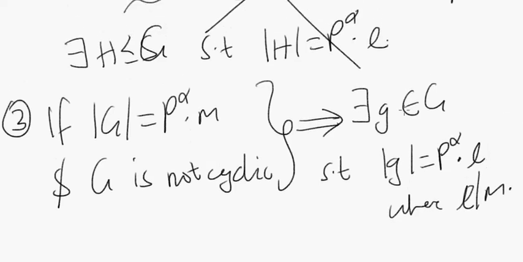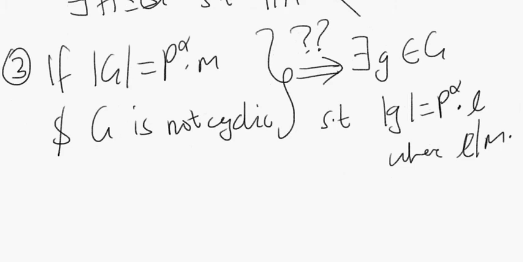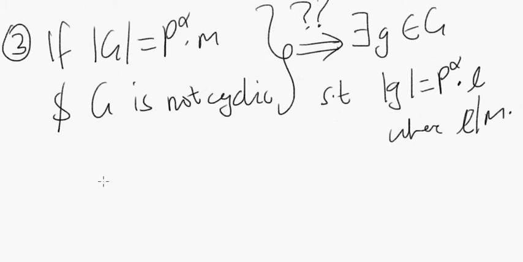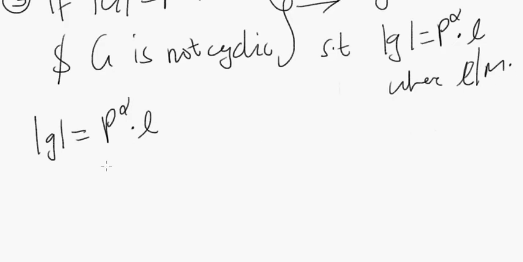Again, we don't know whether statement 3 is true, but suppose we're able to prove that it's true. Would this complete our proof? Does the fact that there is an element of order p to the alpha times L guarantee that there is a subgroup of order p to the alpha? That's the question. So let's see. Suppose there exists some little g in G such that the order of g equals p to the alpha times L.